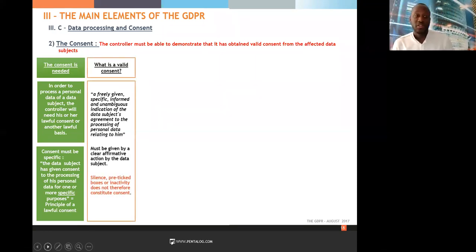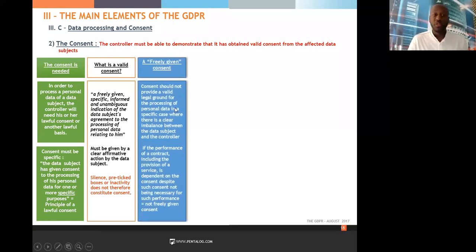What is a valid consent? The GDPR tells us that it's a freely given, specific, informed, unambiguous indication of the data subject's agreement to the processing of personal data relating to him. So remember that the consent must be a clear affirmative action by the data subject. Silence, pre-ticked boxes, inactivity do not constitute consent. If someone receives your email but doesn't reply, that does not mean yes, it's not a consent. It needs to be an affirmative action.